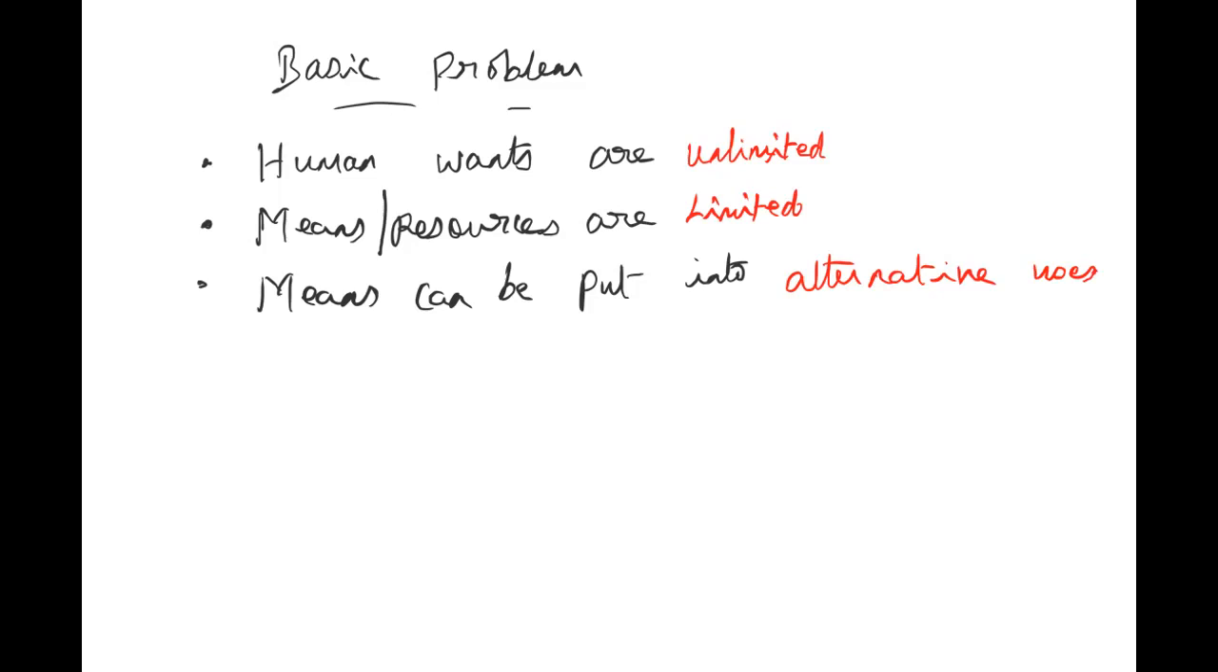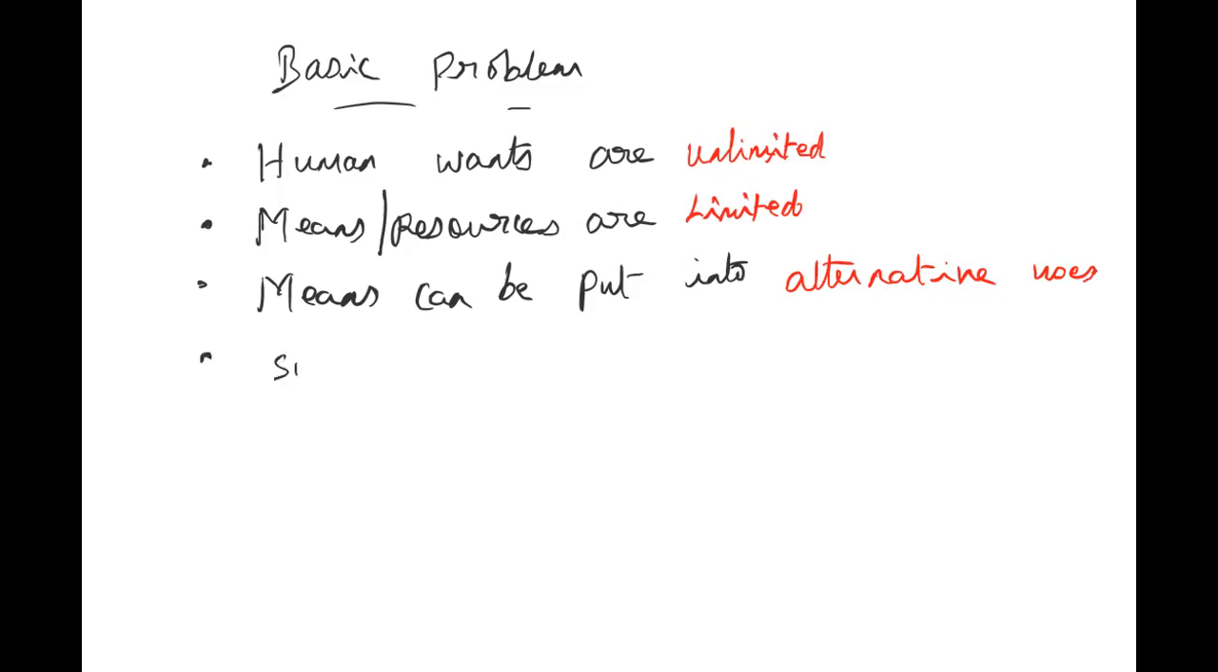If a farmer is having a piece of land, either he can use it for the cultivation of paddy or for cotton, isn't it? He cannot use it for both, because the money available with the people is not sufficient to satisfy both the requirements, either this or that, isn't it? So that's what I mean. Means can be put into alternative uses. So now we have the problem.